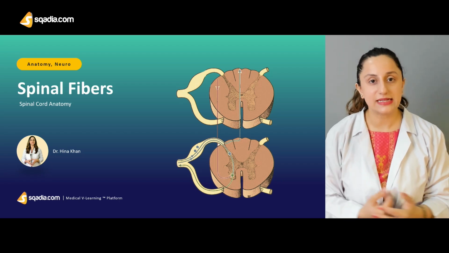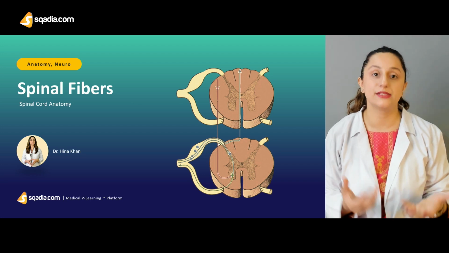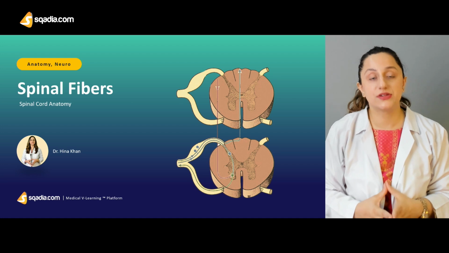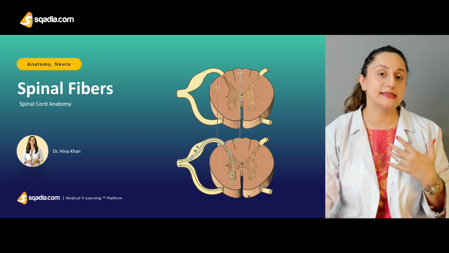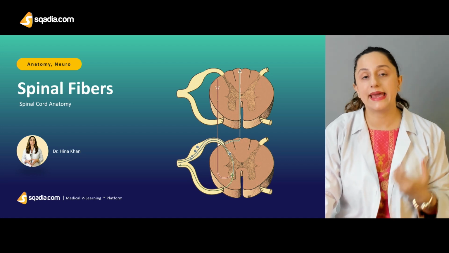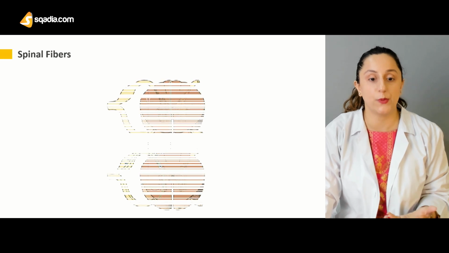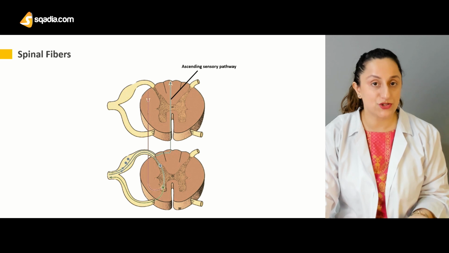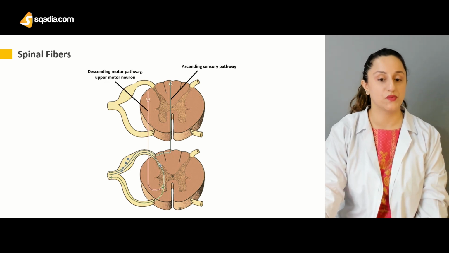Now, we went through the fact that these tracts, either descending or ascending, are basically conduiting the messages. So the nerve fibers, there are different types of nerve fibers and spinal fibers out there that are basically functioning and helping the spinal cord to perform its function in a particular way. So we went through the fact that we have these ascending sensory pathways, and on the other hand, we have the descending motor pathways over here.